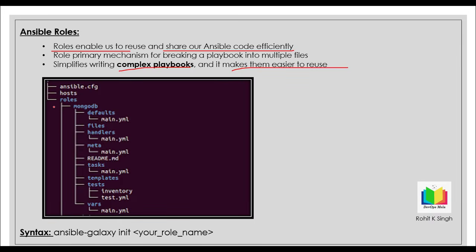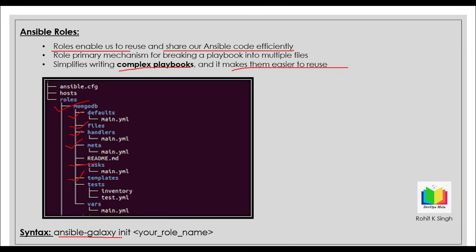Here we have created a role for MongoDB, and in this picture we've got defaults, files, handlers, metadata, tasks, templates, tests. What exactly these are, we'll understand in a bit, guys, but this is what a role is all about. It will give you a framework and a structure, it will help you write a complex playbook in a very easy manner, and those roles can easily be used by someone else, so you can reuse those roles very easily.